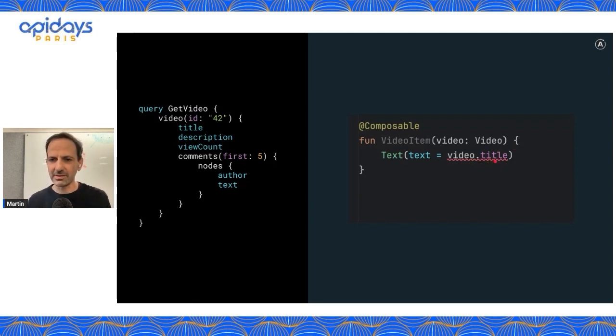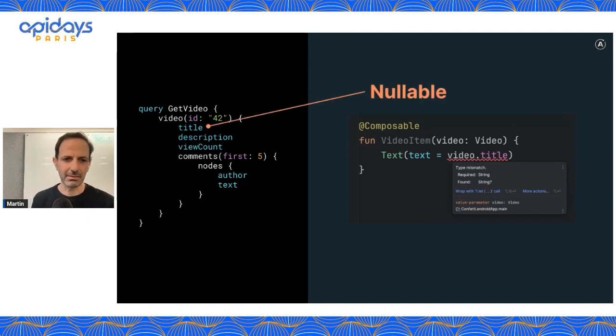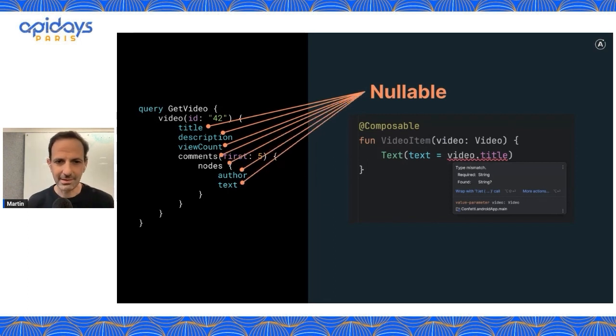Everything becomes red or underlined in red. And when I ask my IDE what's going wrong, my IDE says, well, you have a type mismatch. I wanted a non-null string, and you gave me something that could potentially be null. And I'm not happy about it, so I'm displaying red. And indeed, I went to the schema, and title is indeed nullable in the schema. Description as well, view count as well, comment as well. Everything was nullable.